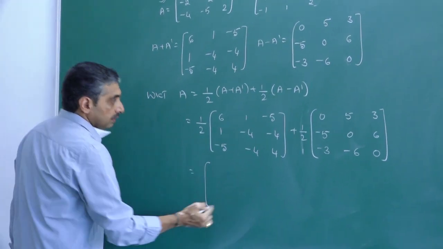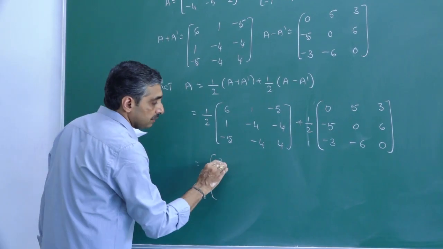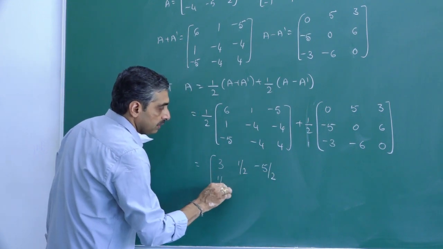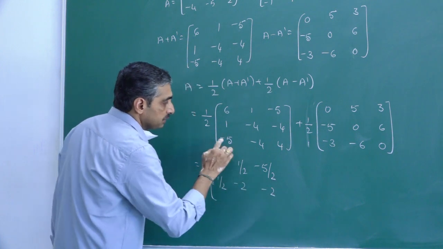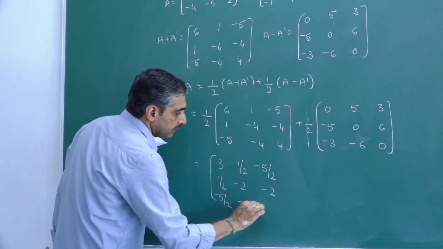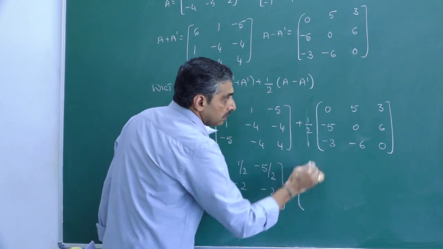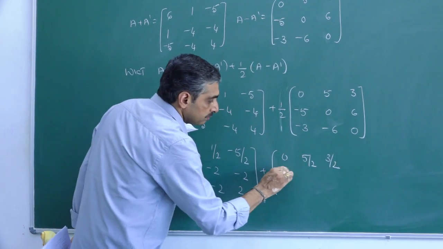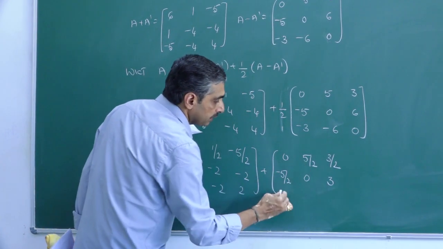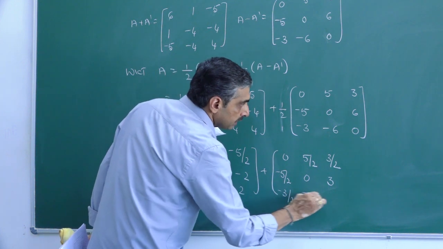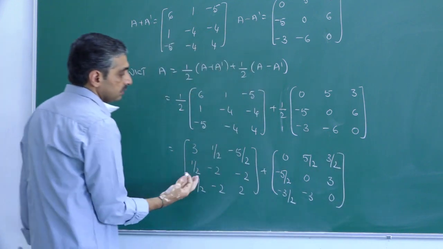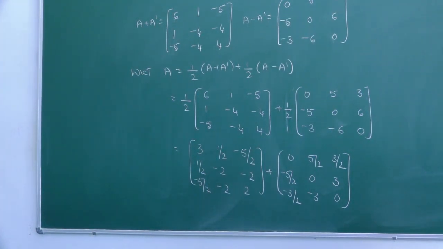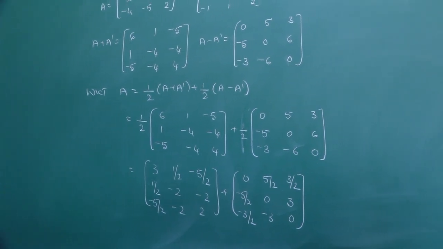Yes. Go for multiplication. 3, 1 by 2, minus 5 by 2. See, 1 by 2, minus 2, minus 2, minus 5 by 2, minus 2, plus 0, 5 by 2, 3 by 2. Yes, minus 5 by 2, 0, 3, minus 3 by 2, minus 3, 0. Okay, this is symmetric, this is skew symmetric. This is how we can express the matrix as a symmetric and skew symmetric matrix.